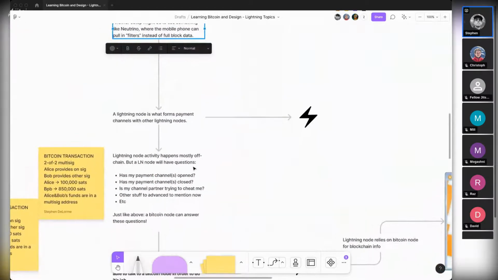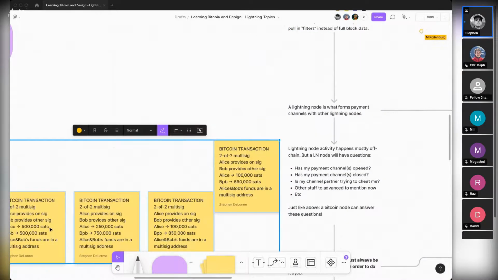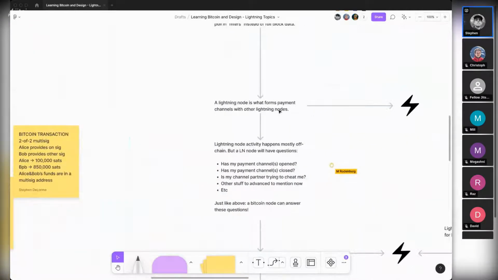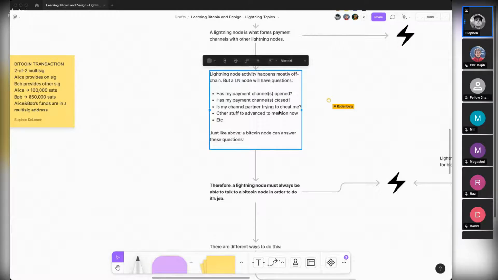So let's leave the excruciating detail behind and get into what a Lightning node does and how that relates. So a Lightning node, I'm going to tidy up here. It's bugging me that I've got all this stuff right over here. A Lightning node is basically what forms payment channels with other nodes. It's like Alice and Bob and Chan and Dina that we were just talking about. Those are Lightning nodes. Lightning node activity is going to happen mostly off of the blockchain, but a Lightning node is still going to have questions about the blockchain.